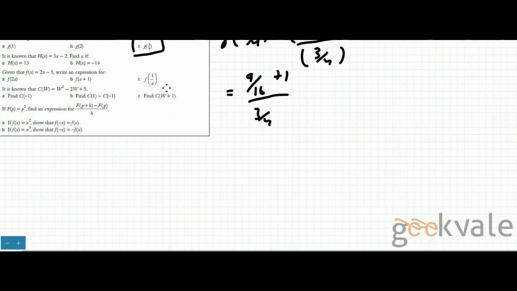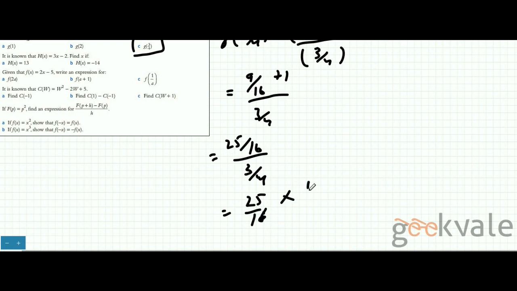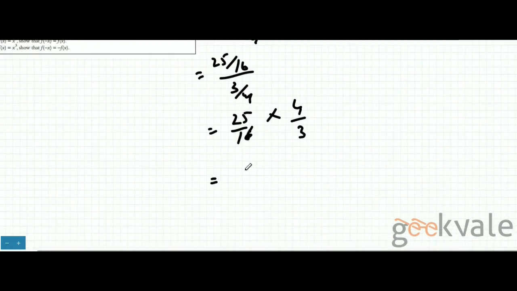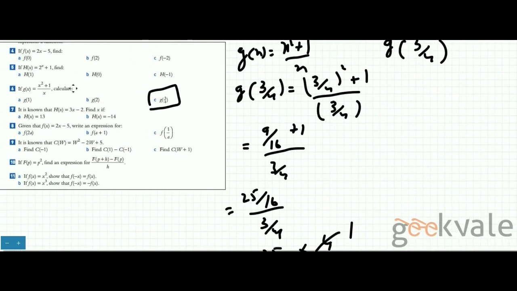I'm pretty sure that the year 10 students know how to add fractions, so you will get 25 over 16 over 3 quarters. And I'm pretty sure that you know how to divide fractions as well. You'll get a situation similar to this one. You can further simplify it and you will get 25 over 12. 4 times 1, 4 times 4. That's about it. So g of 3 quarters for this function is 25 over 12.